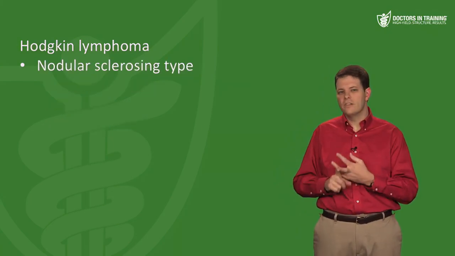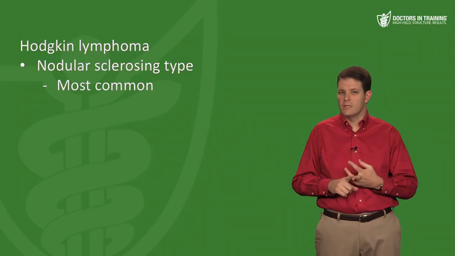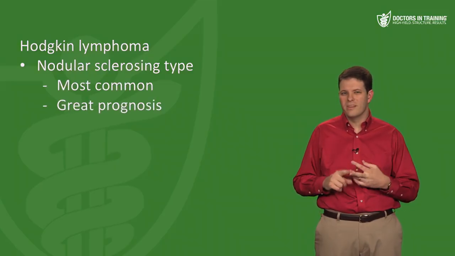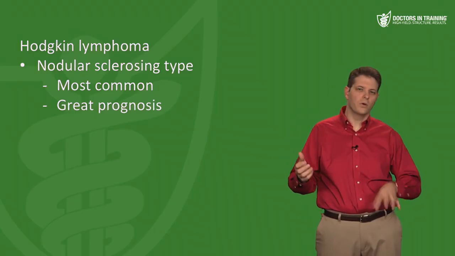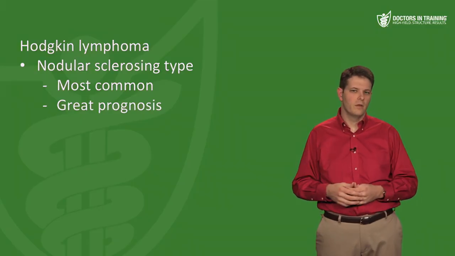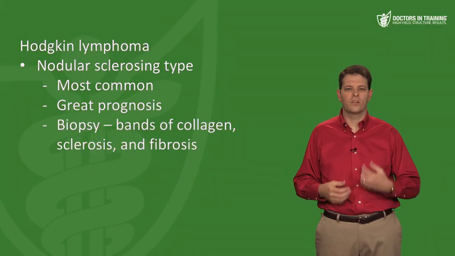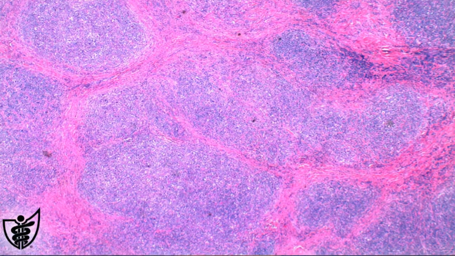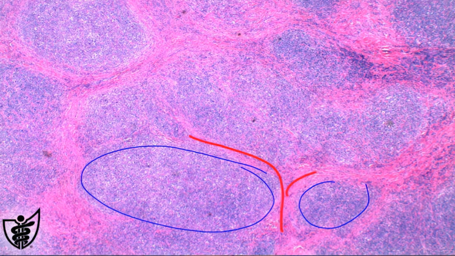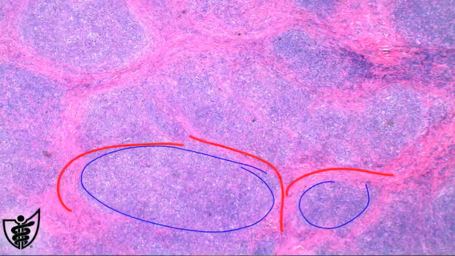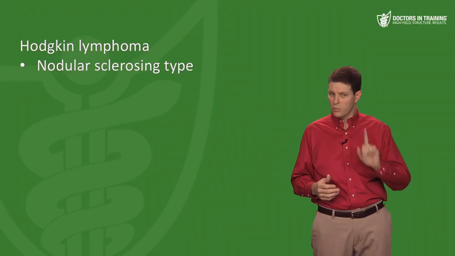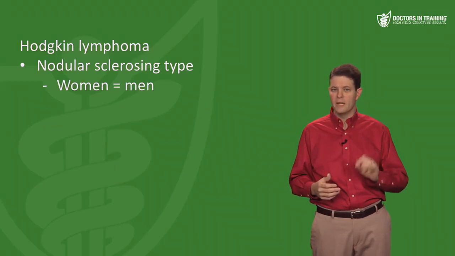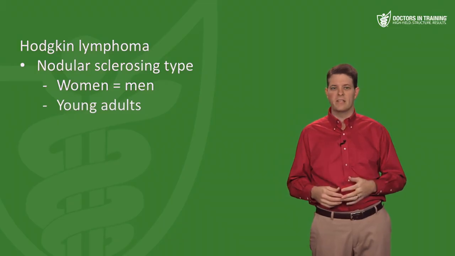There's nodular sclerosing Hodgkin lymphoma, which is the most common type. It also has great prognosis because it still has relatively few Reed-Sternberg cells compared to the number of lymphocytes. So more lymphocytes, fewer Reed-Sternberg cells means a better prognosis. And if you do a biopsy, you're going to see bands of collagen and sclerosis and fibrosis. So here's a low-power image of nodular sclerosis Hodgkin lymphoma, and you can see the nodules separated by these sclerotic bands of collagen. So it's nodular sclerosis. And I mentioned a moment ago that Hodgkin lymphoma is generally more common in men than in women, but for this one subtype, that's not true, and women and men have a roughly equal incidence. And this one is mainly seen in young adults.